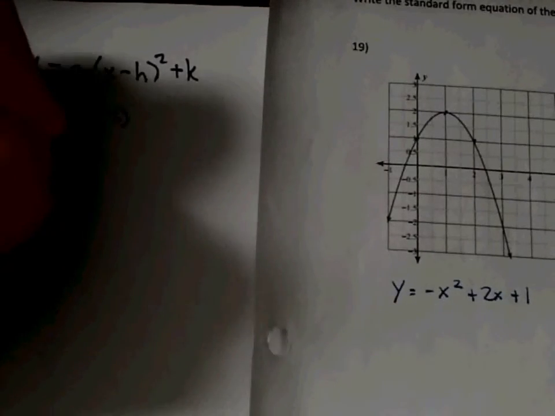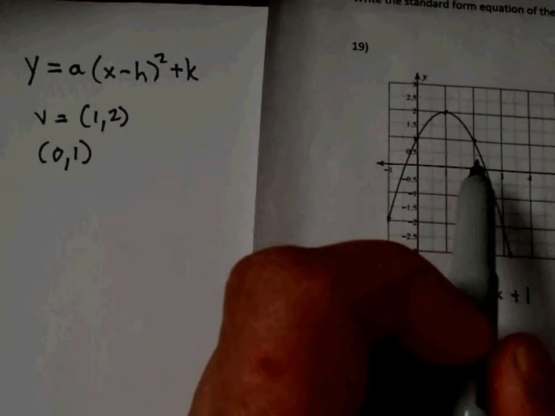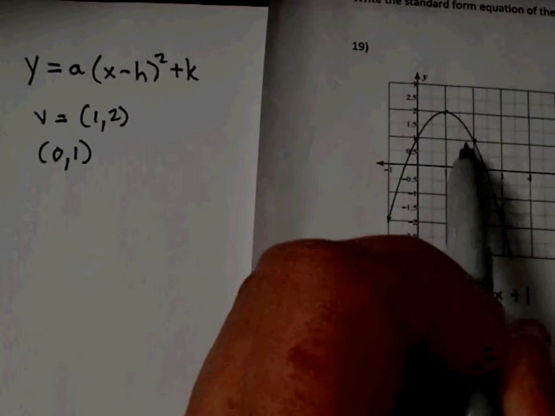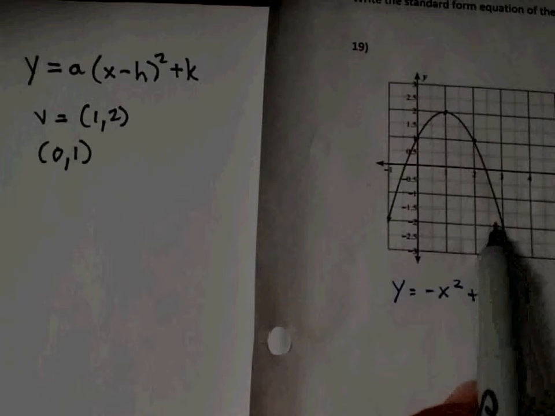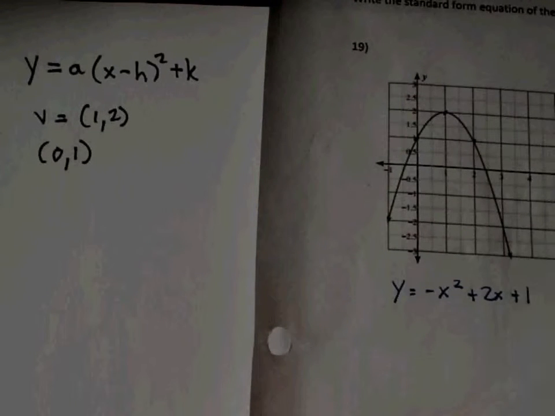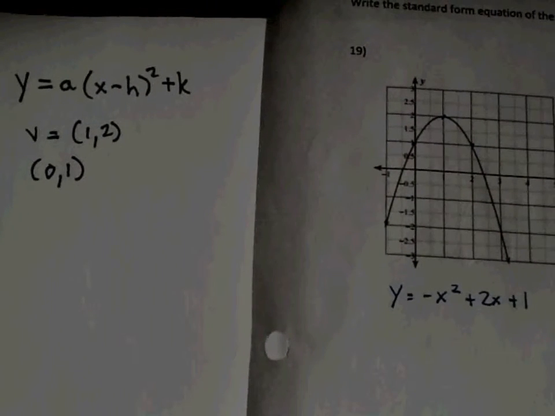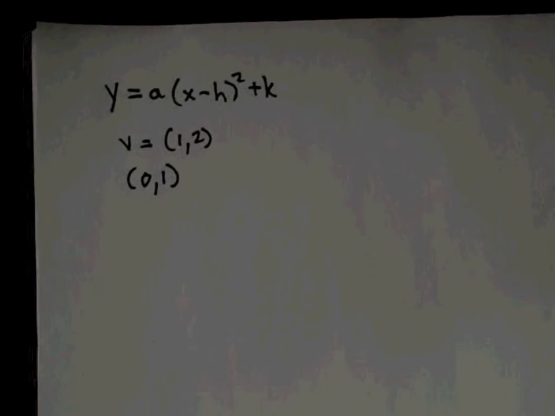Another point I could have chosen, which would make this okay, is (2, 1), or I could have come down here and chosen (3, -2). I could have chosen those. Now you can choose any point, but the other ones you're estimating. Okay, so now I have that, I can write the standard form. So I'm going to plug in what we have.